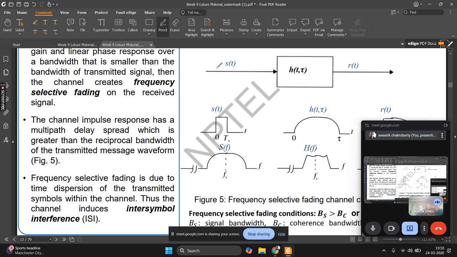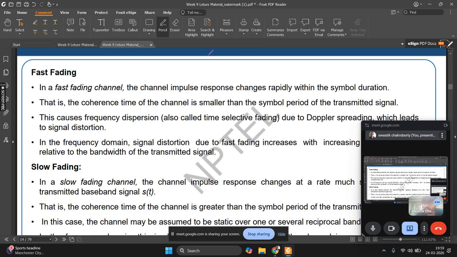So that will create frequency selective fading, and the dual effect is that it will create intersymbol interference, because the multipath will create time dispersion, and because of time dispersion, one symbol's content might overlap onto another symbol's content. This will create intersymbol interference, or ISI.